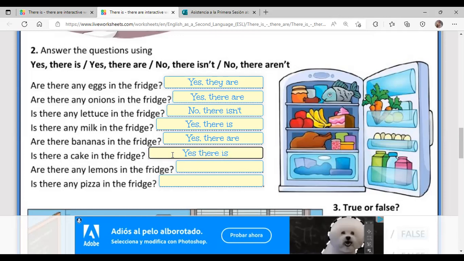Are there any lemons in the fridge? ¿Hay limas en el refri? Aquí se ven como algo verde atrás de las zanahorias, vean. Pero no sé exactamente si sean o no. Vamos a decir que sí. Yes, there are. And then, is there any pizza in the fridge? ¿Hay pizza en el refri? No. No, there isn't.